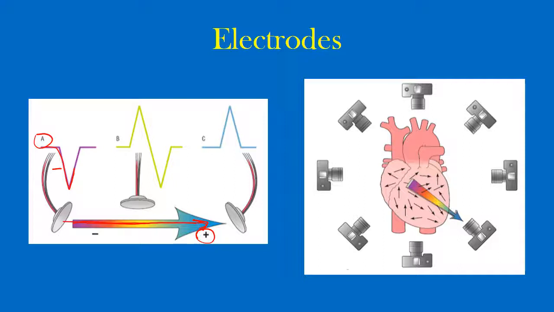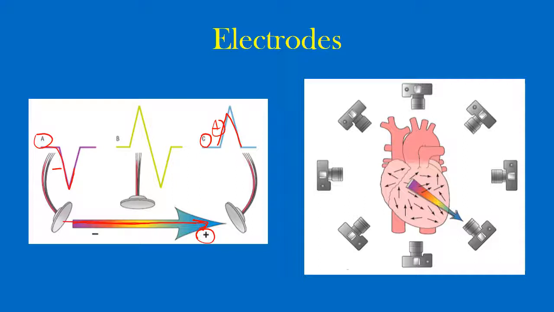However, when a positive electrical impulse moves toward an electrode, it results in an upward or positively deflected wave. And here we see this in C, how it is deflected upward in a positive direction.